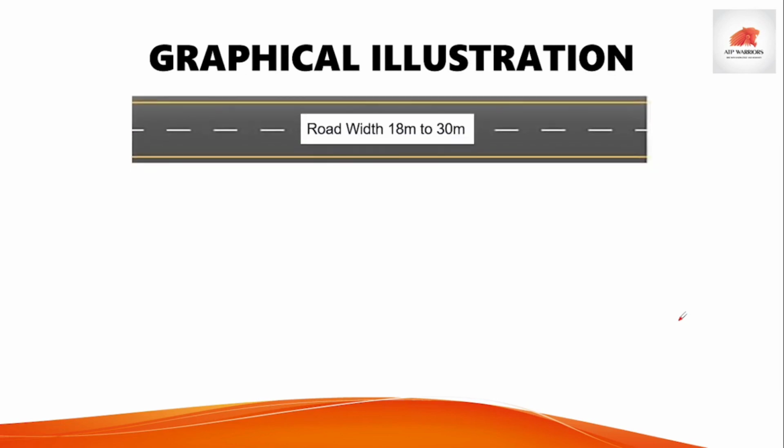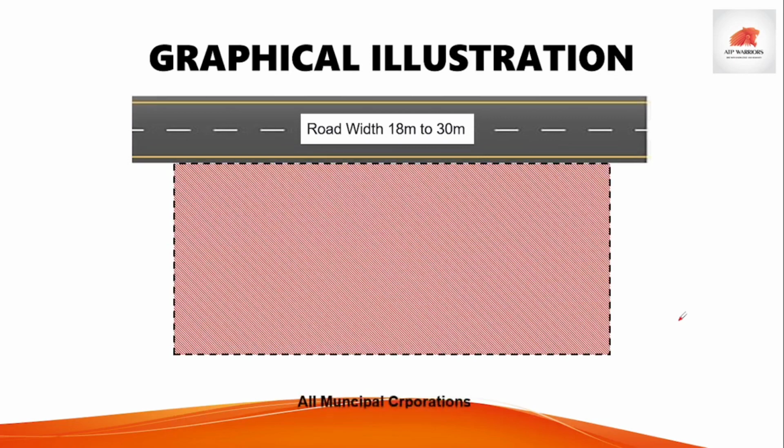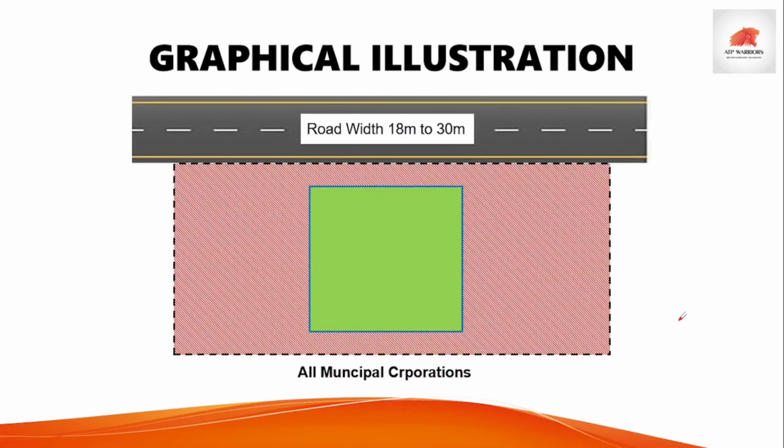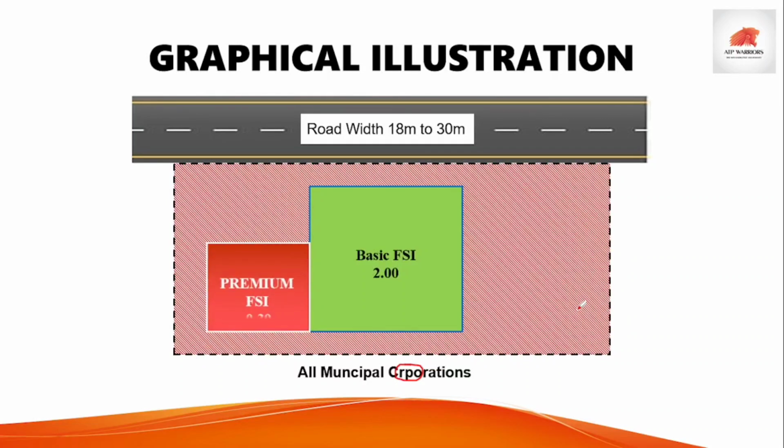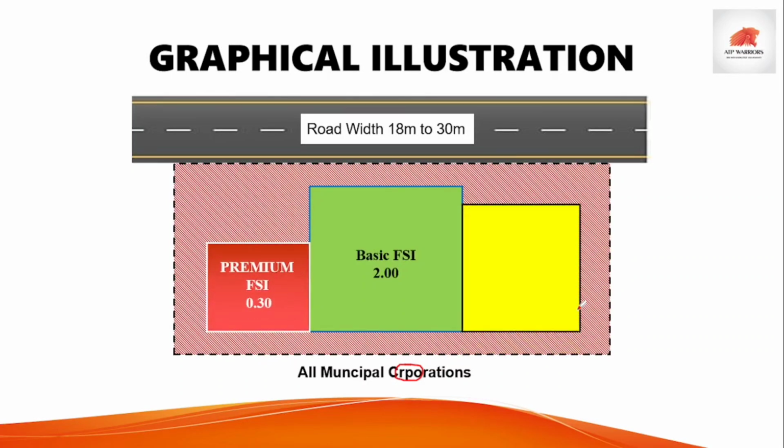So let's see in a diagram format. For the road which has a width of 18 meter to 30 meter, this is the net plot area, for all municipal corporations. Again, I think I did a copy paste at that time, that's why. So see, this is a plot area and the basic FSI is 2 and the premium FSI is 0.30 and the TDR loading is 0.50.